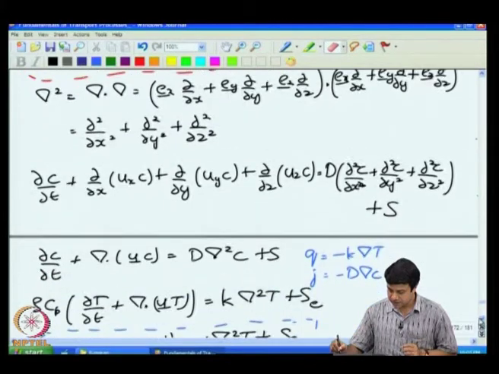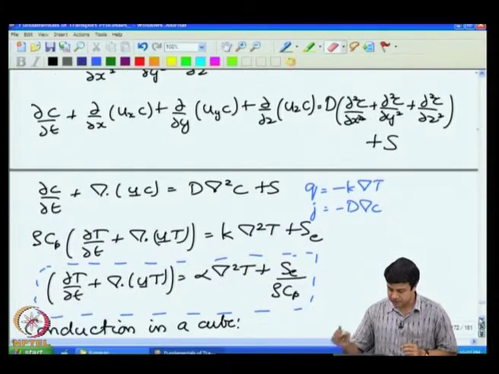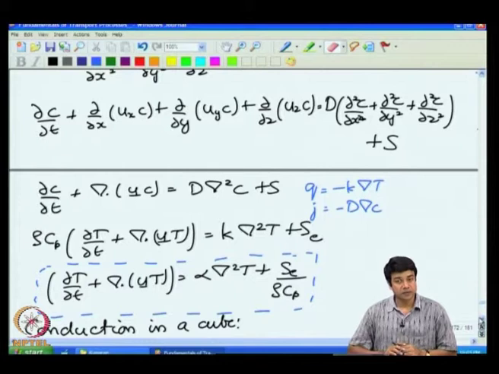And you can get similar equations for energy. As I said, the momentum equation is a little more complicated, so we shall not deal with it at present. But the energy equation is exactly the same, except that temperature is substituted for concentration and the thermal diffusivity for the mass diffusivity.